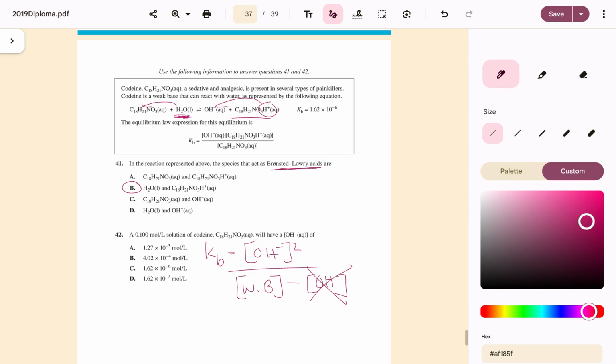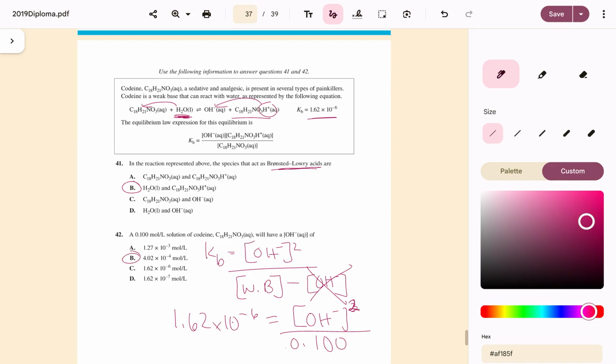So now we can fill in that information. We have the Kb value, 1.62 times 10 to the negative 6. This is going to equal your hydroxide squared, sorry, that's 2, divided by the concentration of your weak base. So now you're just solving. You want to multiply up and then square root. And if you do this correctly, you will get B.